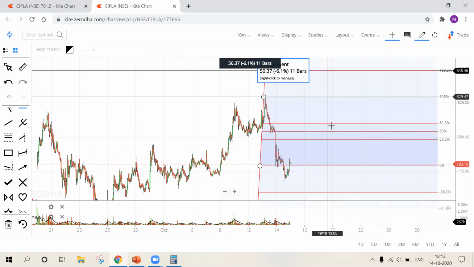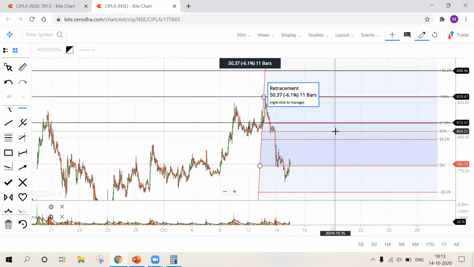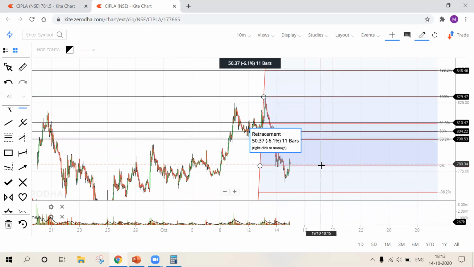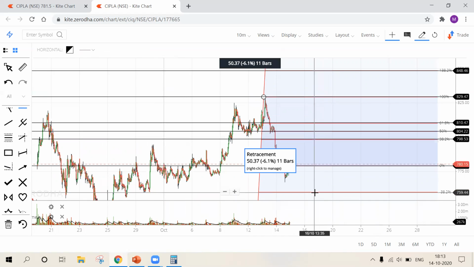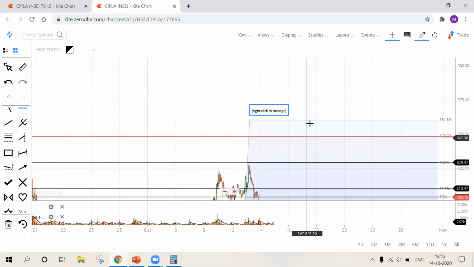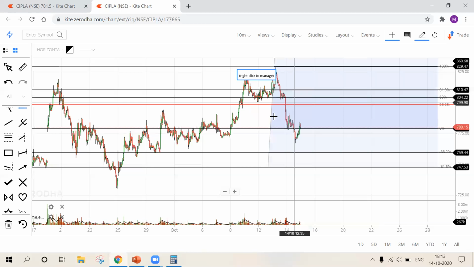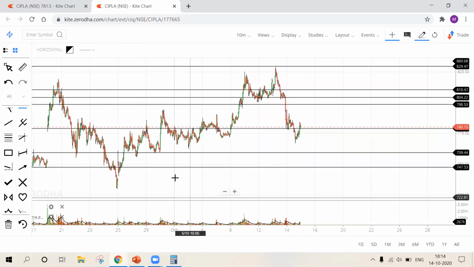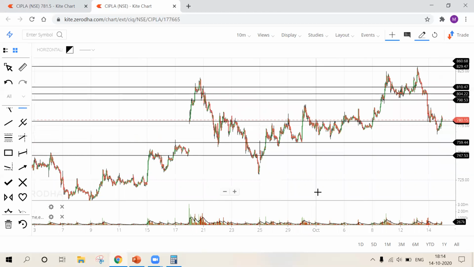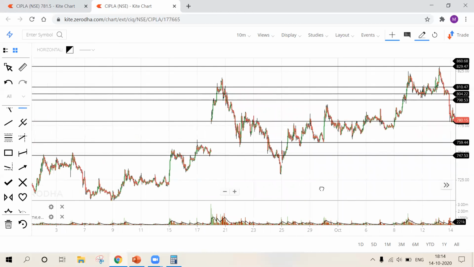So 1, 2, 3, 4, 5, 6, 7. Here I missed one. 8, and I missed one here, 9. Right. I'm gonna delete Fibonacci and I'm gonna hide today's market. I'm hiding today's market. All right.